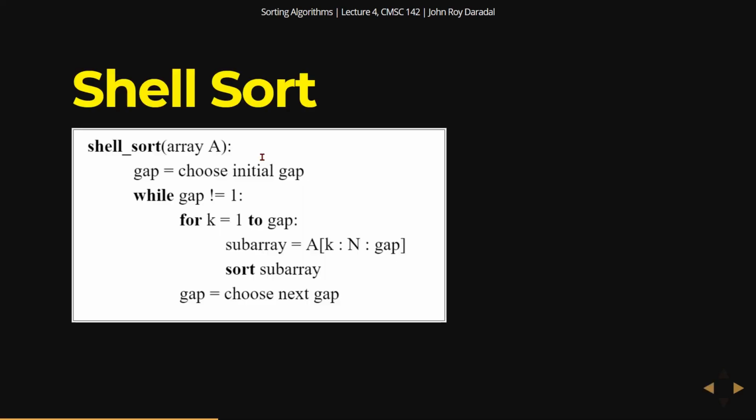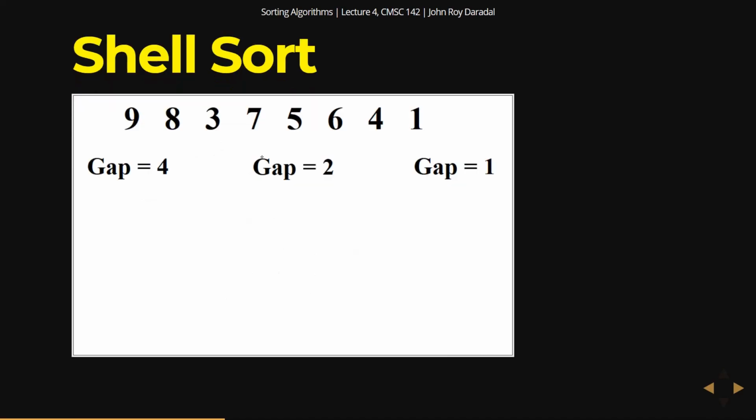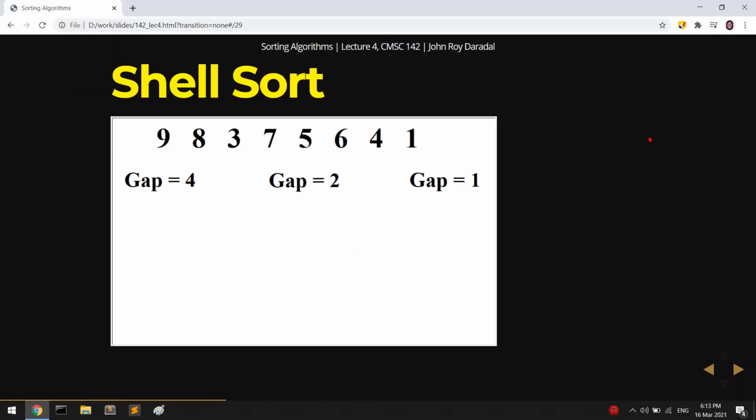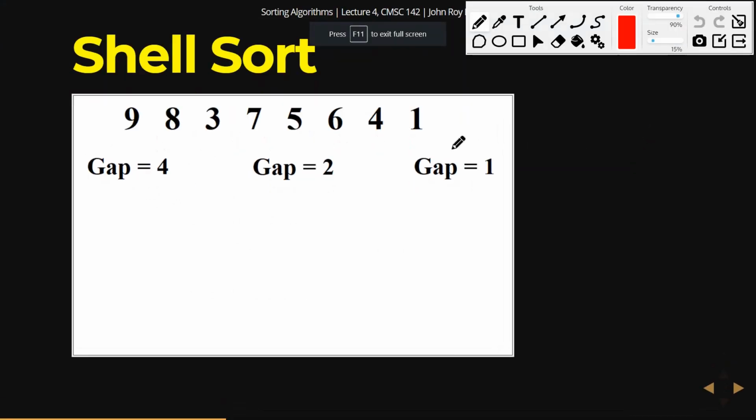Okay, so this is the pseudocode for shell sort. We choose the initial gap, and then while the gap is not yet equal to 1, we arrange the subarrays per columns, sort each subarray, and then choose the next gap, which should be smaller, and repeat everything. This would be better explained with an example.